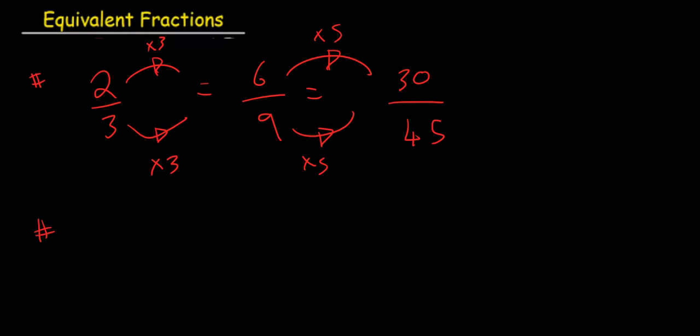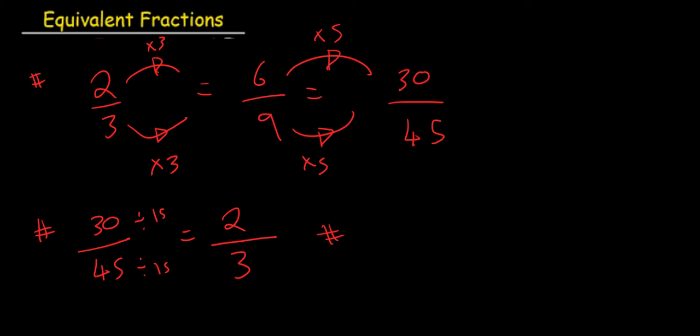And just a quick note on division. So we got 30 over 45. We can divide by the highest common factor of 30 and 45, which is 15, to give 2 over 3. And that takes us back to our original.